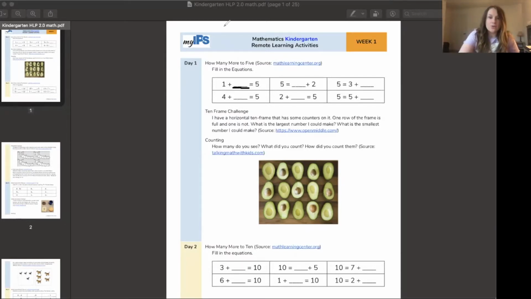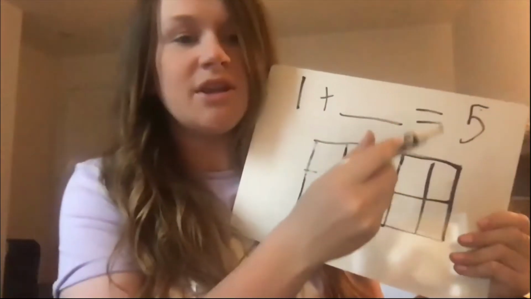So let's stop share, and I'm going to show you my board that I have right here. And I have a board for you that I made a 10 frame on. So we are going to use our 10 frames today, okay? So 1 plus something equals 5. So friends, we are missing something in our number sentence. So I have 1 plus something equals 5.